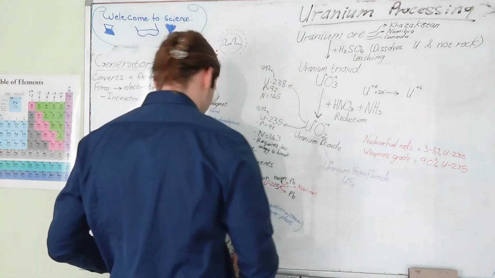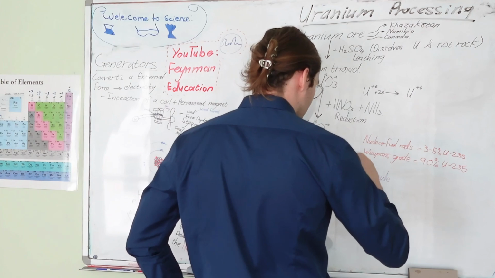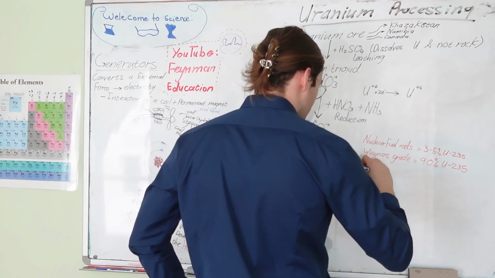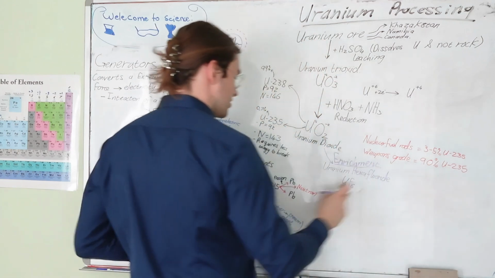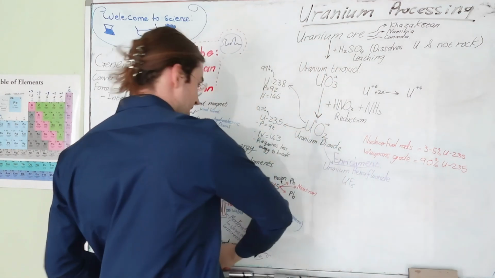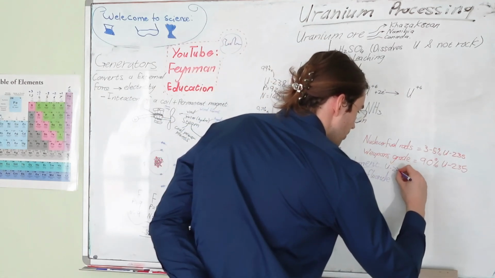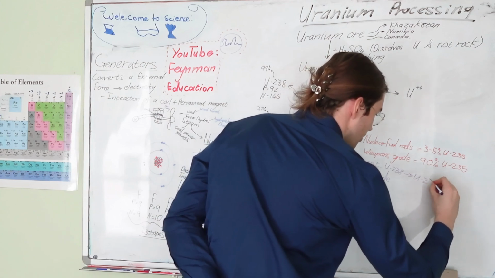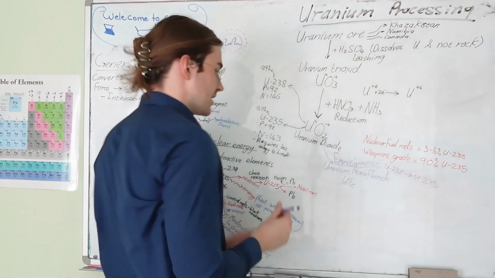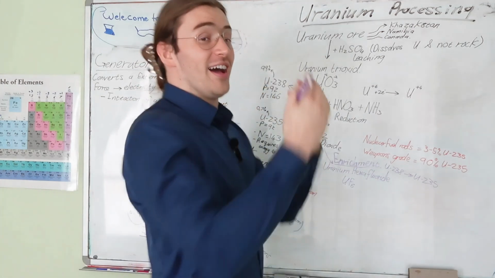Now this part here is what we're going to call enrichment. So this is the enrichment process that we're going to need. Enrichment is going to be taking uranium-238 and converting, or not converting it, into uranium-235. That's uranium enrichment. Okay guys, so how do we do this?